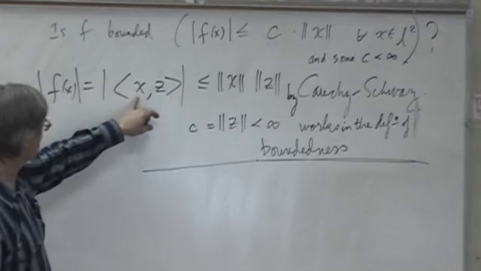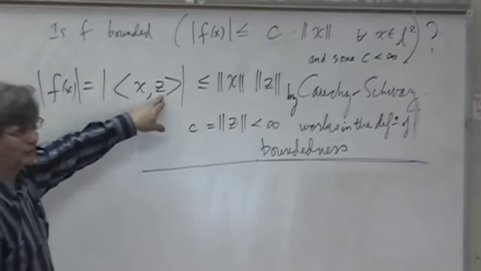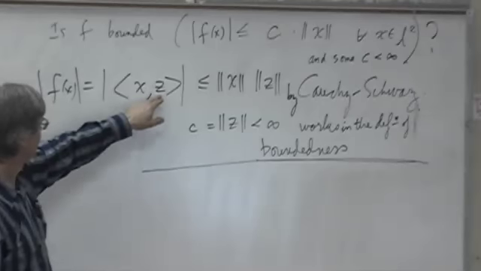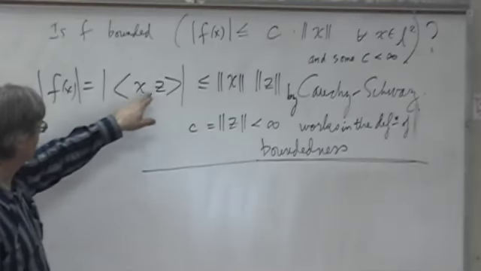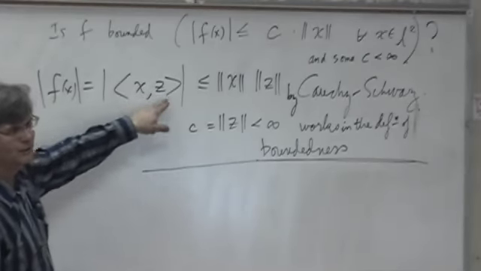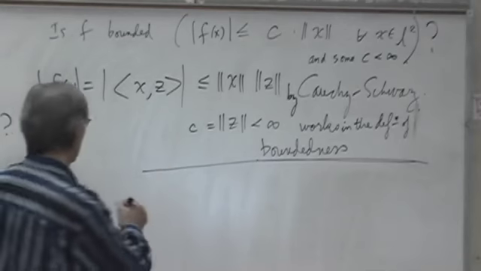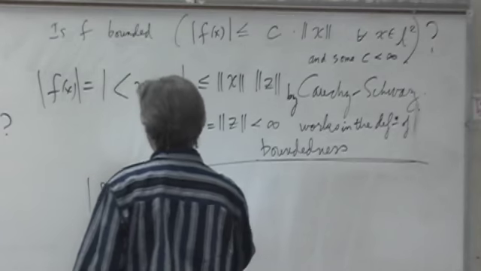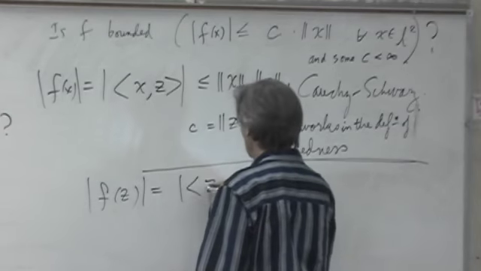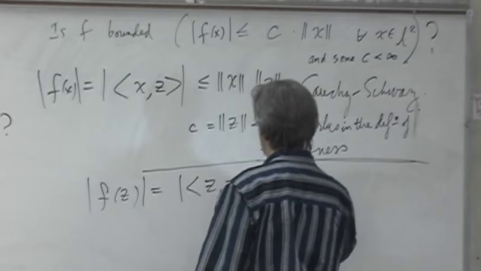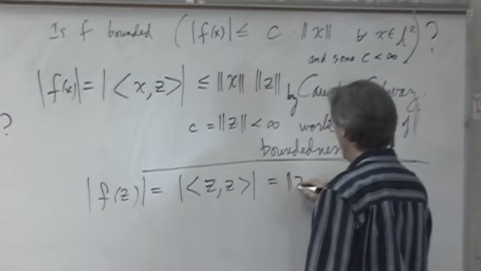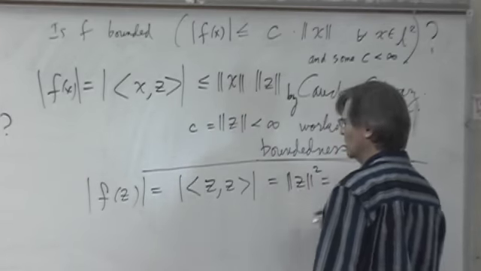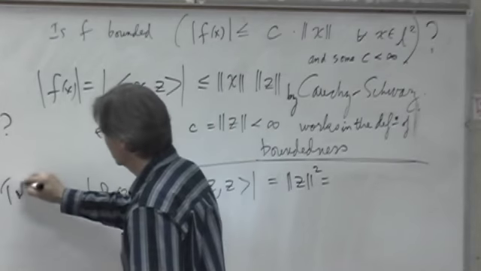So I have this z fixed. Call it z naught if you want, but I want to choose my x so that x is parallel to z. We'll just choose x equal to z. All right, so now f of z is equal to the inner product of z with z, which is just the norm of z squared.